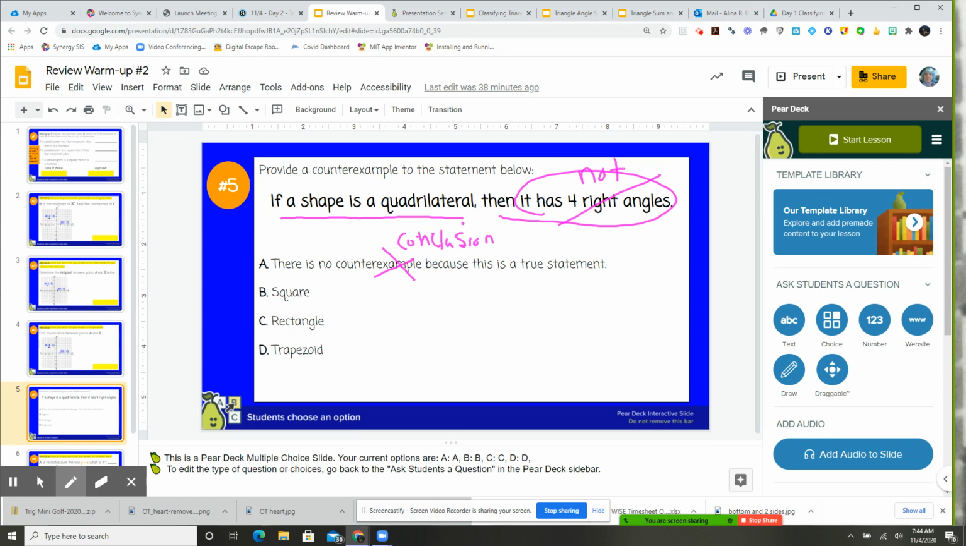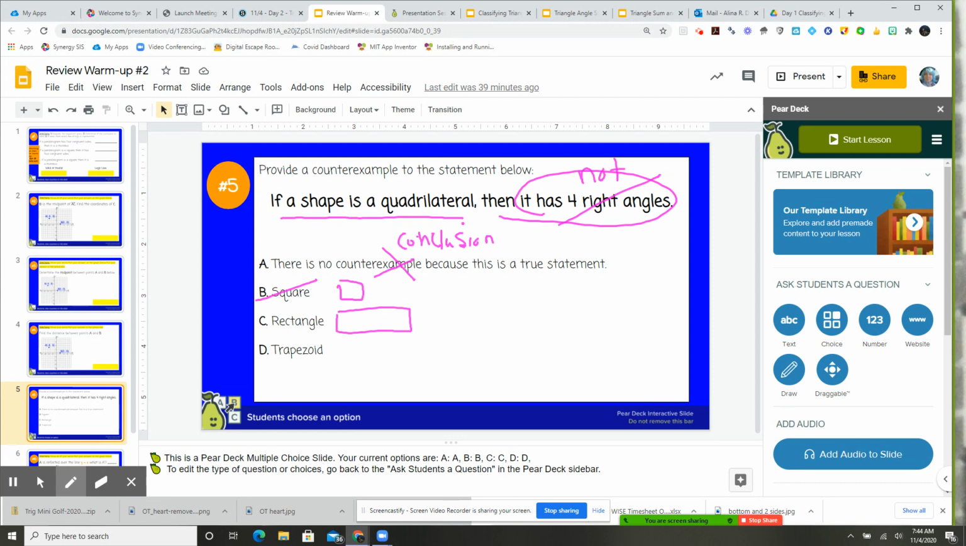So is a square a quadrilateral? Yes. Does it have 4 right angles? So that is not a counter conclusion. That is not a counterexample because I want not 4 right angles. What about a rectangle? Is it a quadrilateral? Does it have 4 sides? Rectangles, 4 sides? Somebody say yes. Yes. Does it have 4 right angles? Yeah, rectangles have 4 right angles. If you're not sure, draw one. You know what a rectangle looks like. 4 right angles. So that is also not a counterexample because we are looking for not 4 right angles.